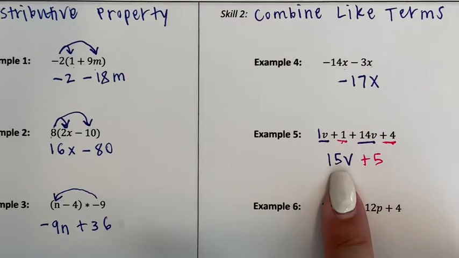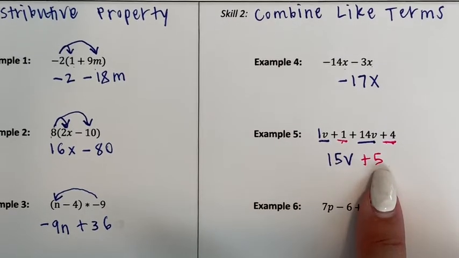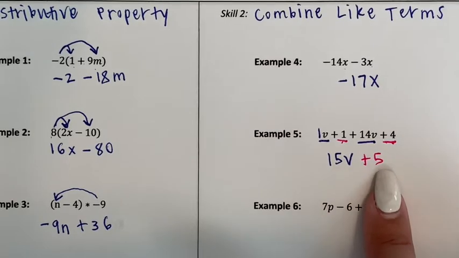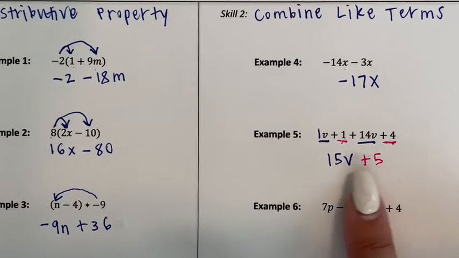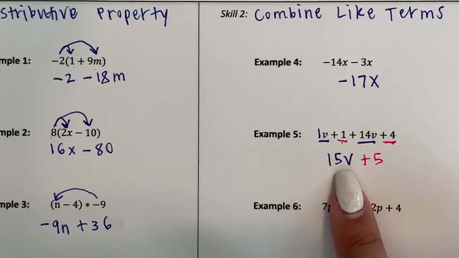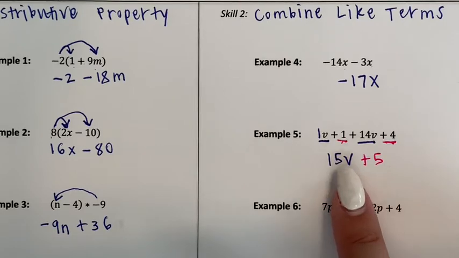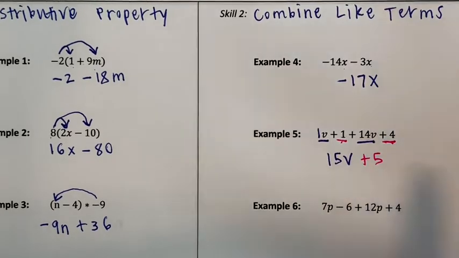So now I have a variable term and a constant term. We have to leave it like that. We cannot do 15v plus 5 and say that it's 20 or say that it's 20v. We cannot do that. That's like combining, you may have heard teachers say apples and oranges. You cannot combine a variable term and a constant term.